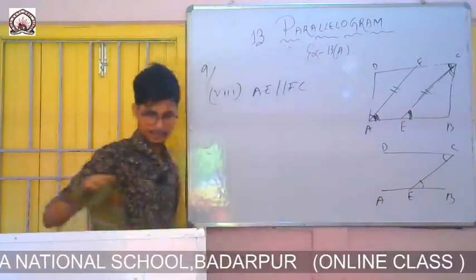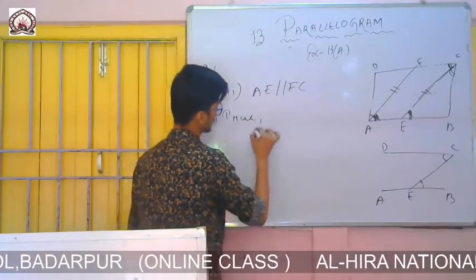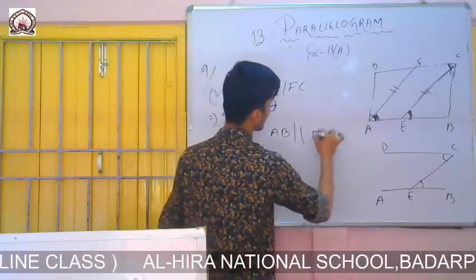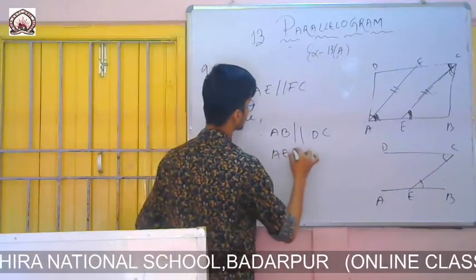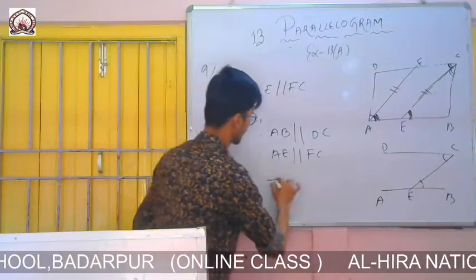So you write the reason, it will be true since AB parallel DC, therefore AE will also be parallel to FC.